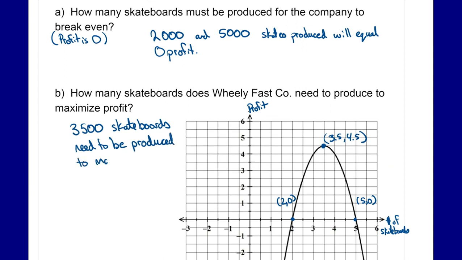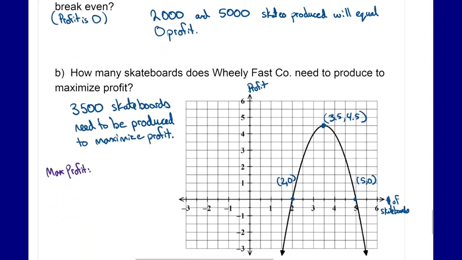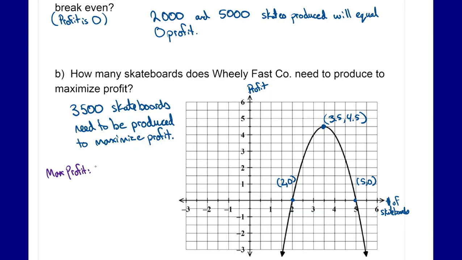to maximize profit. Now, it doesn't ask us how much profit, but if we wanted to add that in there, the max profit in this case is 4.5. We have to remember that 4.5 represents hundreds of thousands of dollars. So $450,000 would be our max profit, or 4.5 hundred thousands of dollars.